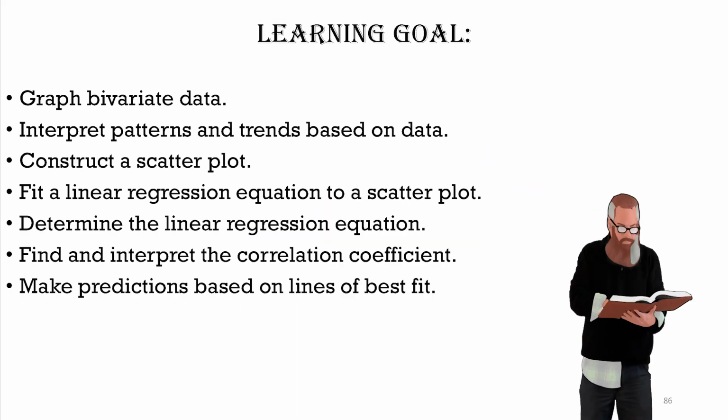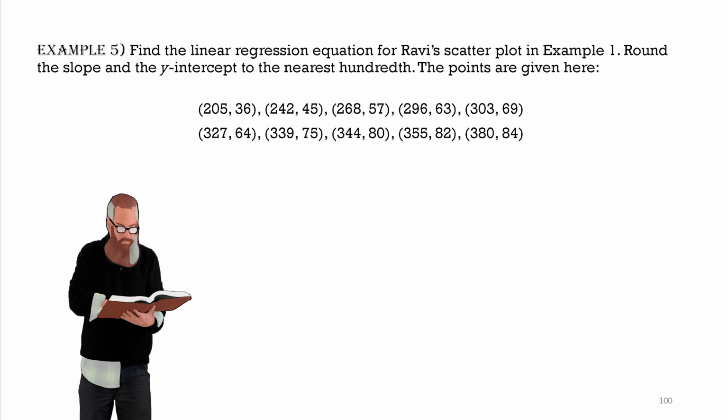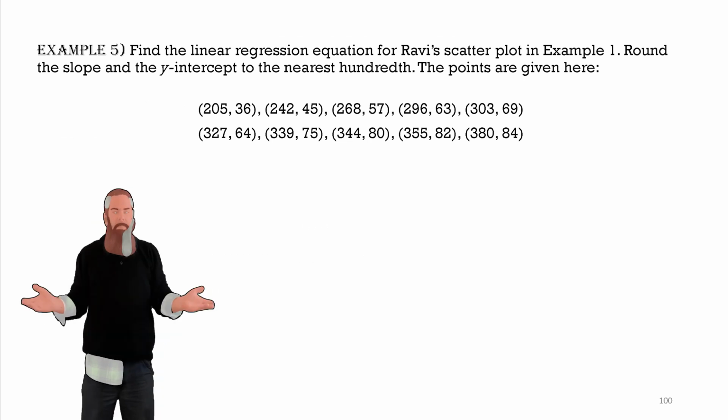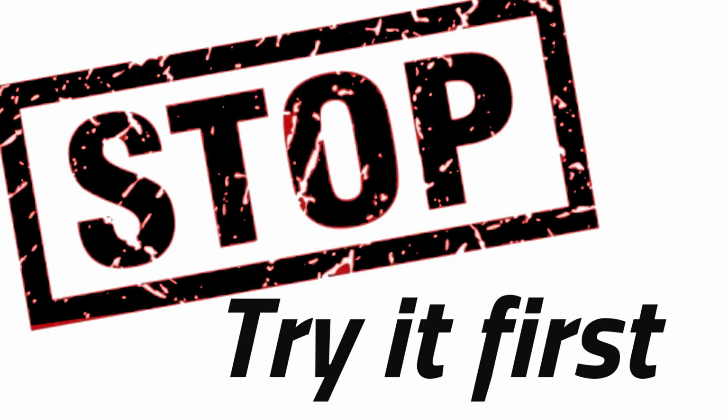Now let's determine a linear regression equation. Find the linear regression equation for Ravi's scatter plot from the first example. Round the slope and the y-intercept to the nearest hundredth. The points are given here.